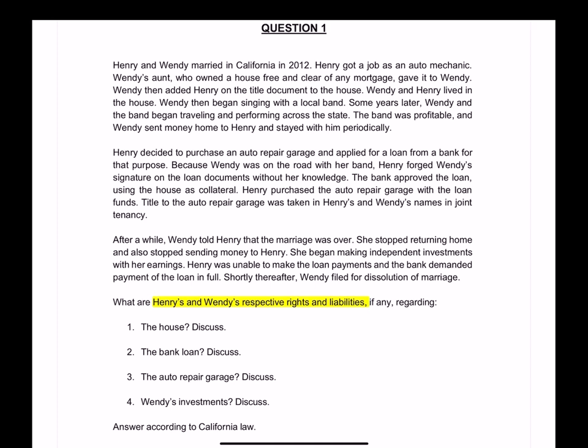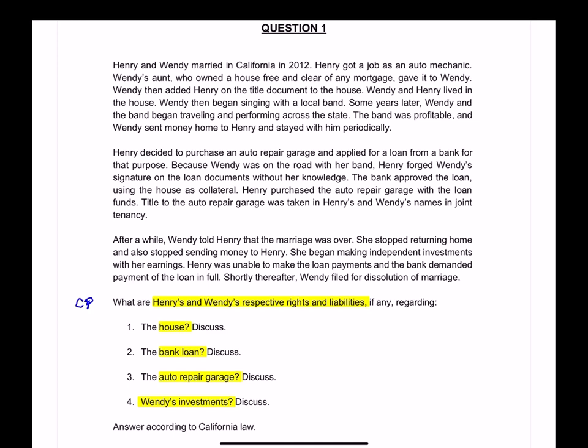If it's wills or trusts, often it's a T name, Tess or Tom for testator. First item in the list is the house. So a piece of real property, yeah, this is California community property. Second call, the bank loan. Third call, the auto repair garage. And the fourth call, Wendy's investments. I'm virtually sure it's California community property.